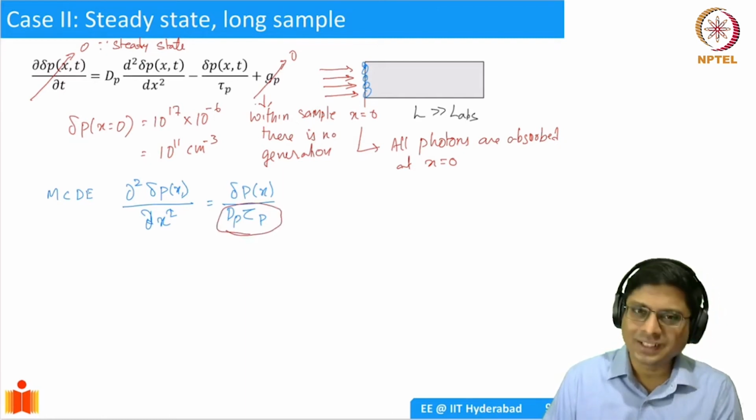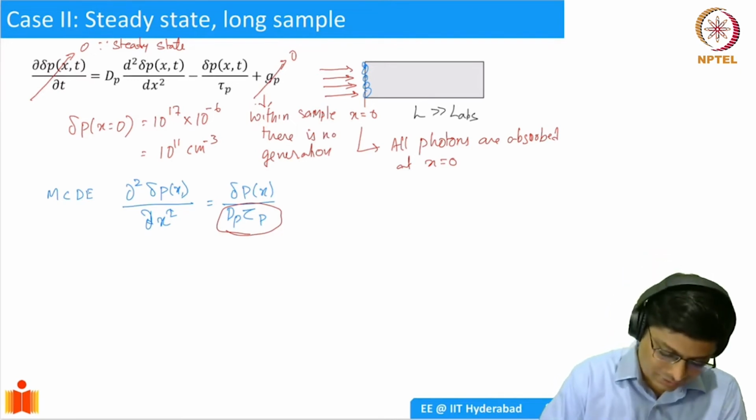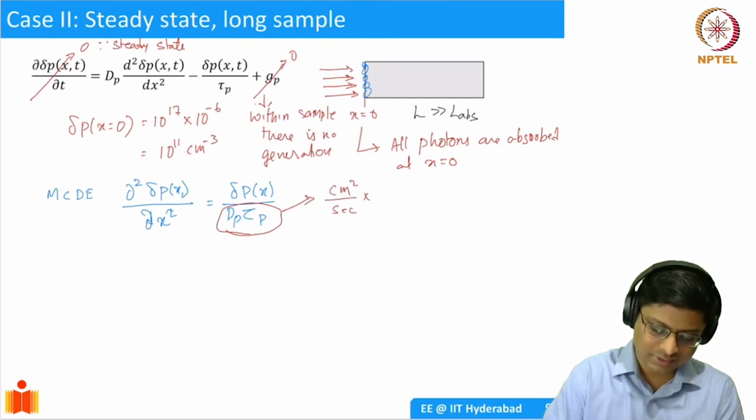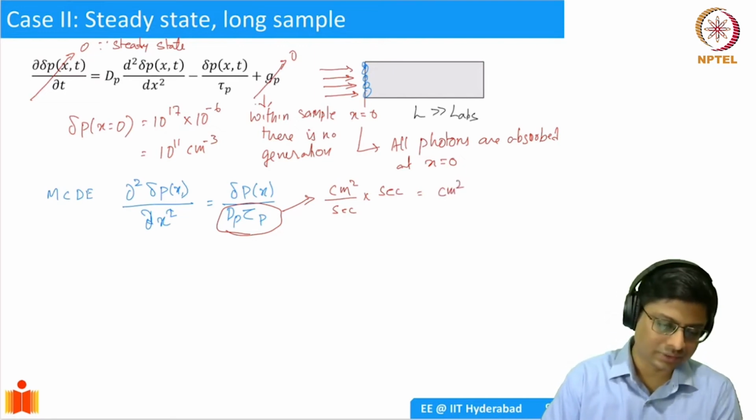By dimensionality, you should already see that it should have a position square, but let's just check that. So this is good. DP is the diffusion coefficient, so centimeter square per second, times tau p in seconds. So you should have centimeter square units. Okay.